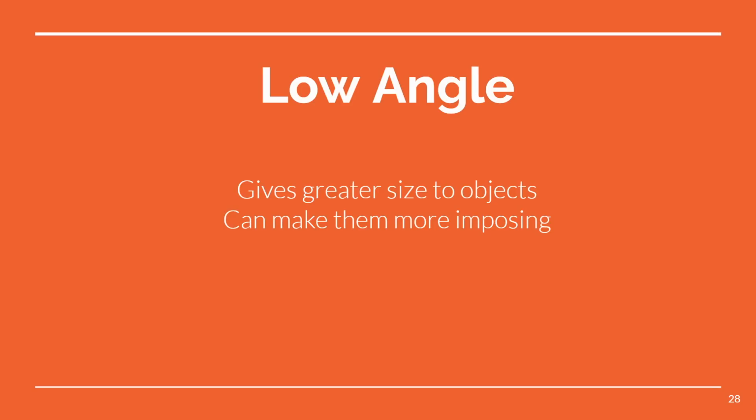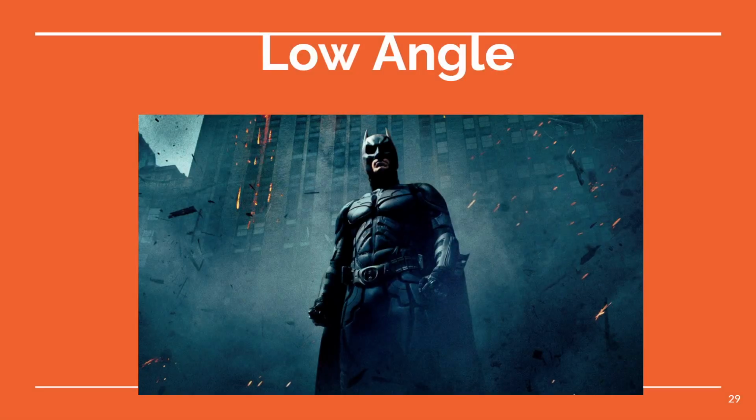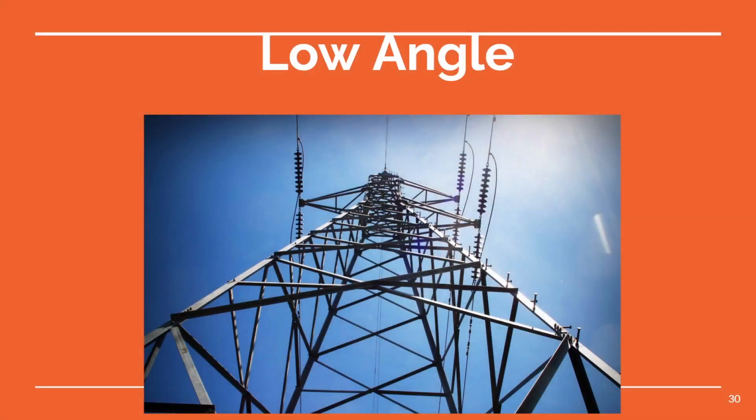And I'm going to talk about low and high angle. And if you get confused, just know the low or high refers to the placement of the camera, or you can look at it as the vantage point of the audience. So a low angle gives greater size to objects, and it can make them more imposing, like Batman, right? He looks tough, he looks big, he looks stronger. It can make things just seem that much bigger, like the more kind of extreme that angle becomes.